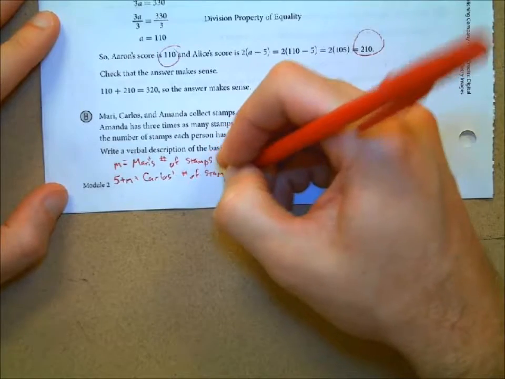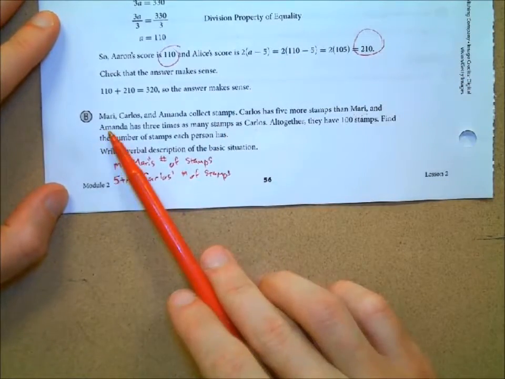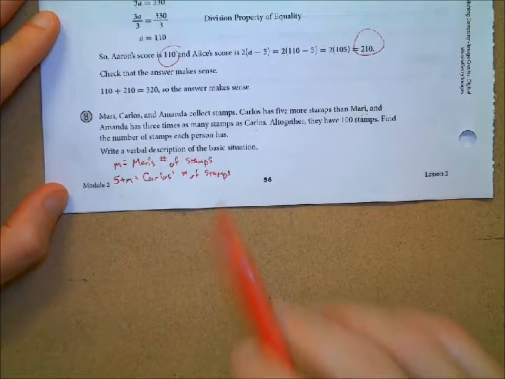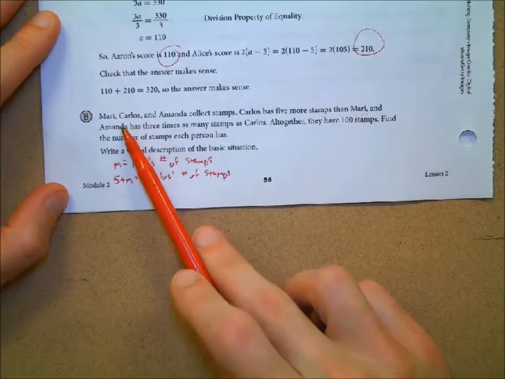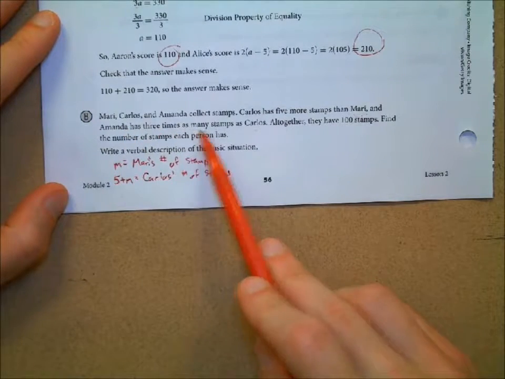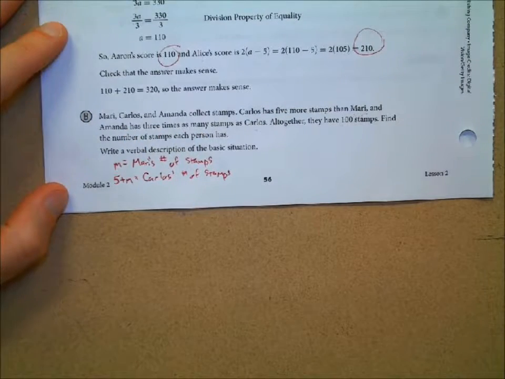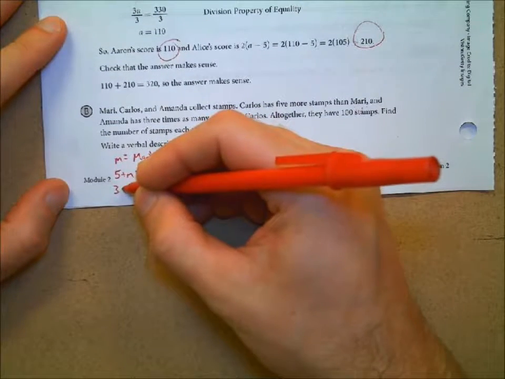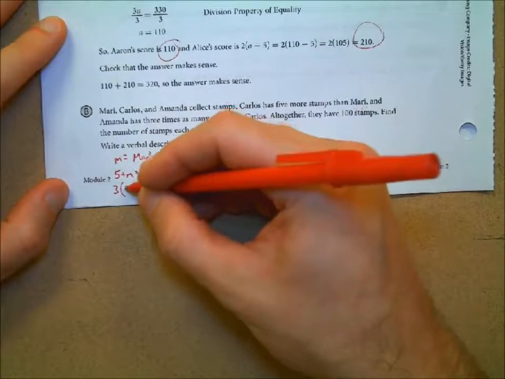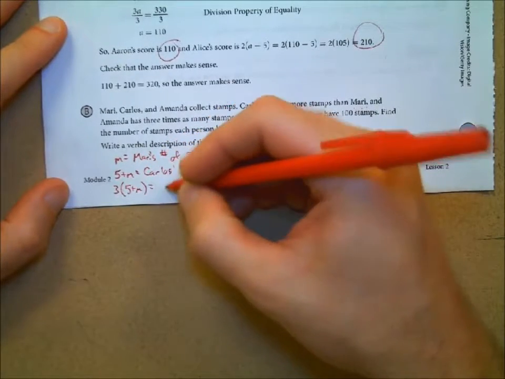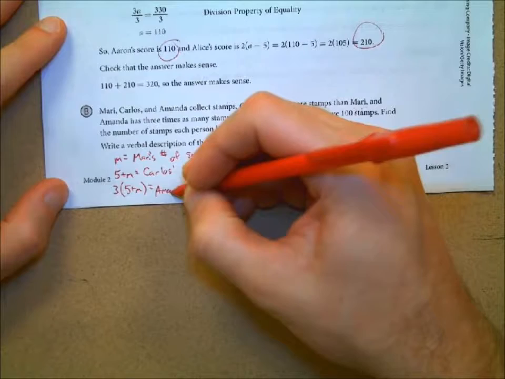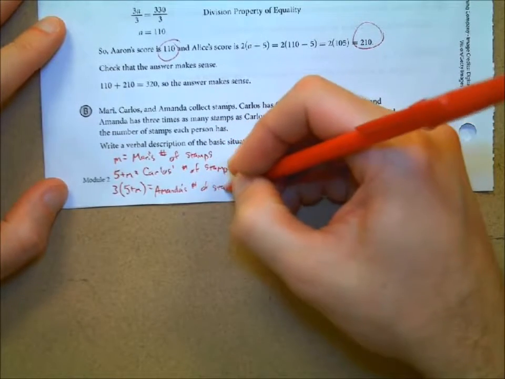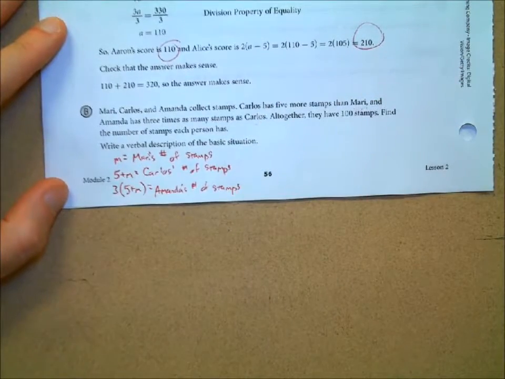And then it says Amanda has 3 times as many stamps as Carlos. So Matt T, what should we do now to represent Amanda's number of stamps? She has 3 times as many stamps as Carlos. So what should I write for Amanda? 3 times 5 plus M. Yeah, 3 times 5 plus M. And that 5 plus M should be in parentheses here because it's the whole quantity. So that's Amanda's number of stamps. Just like that.